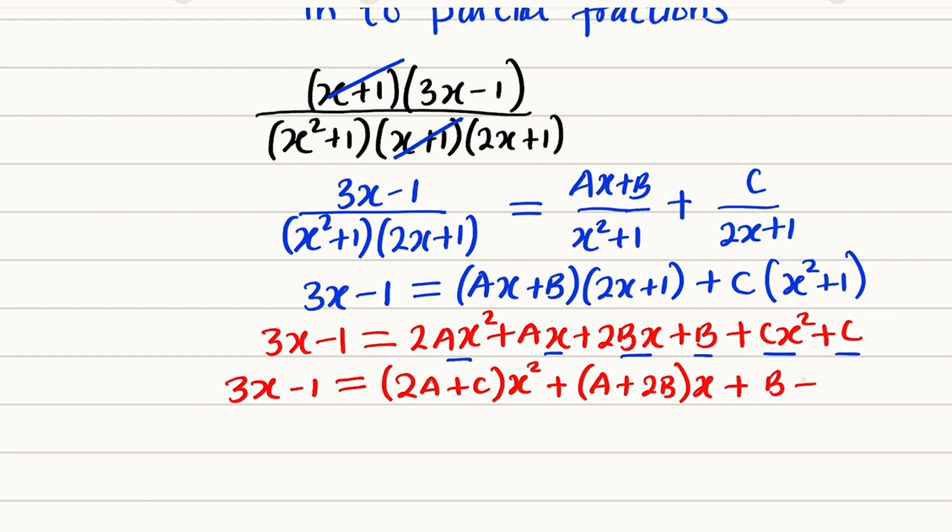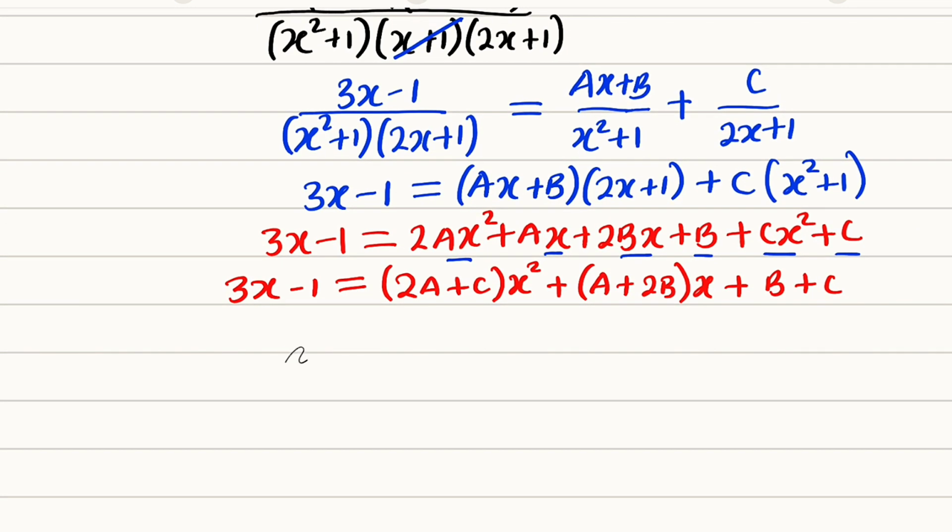b plus c. Now we are going to solve this equation by relating the coefficients. Let me start with x squared. The coefficient of x squared to the right is 2a plus c. So our first equation is 2a plus c. And what is the coefficient of x squared to the left? Nothing, because we do not have any x squared to the left. So this is equal to 0, our first equation.